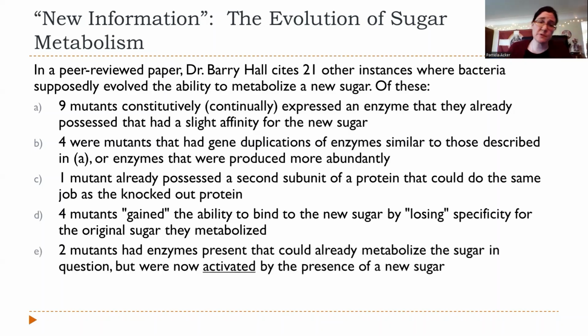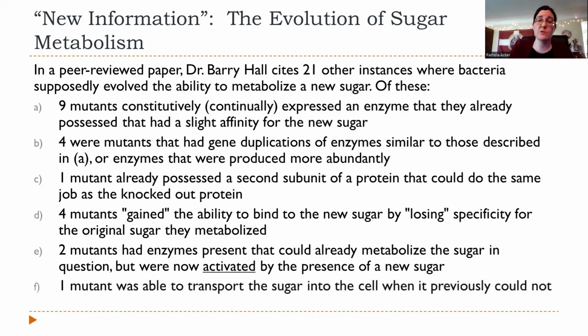Okay, two mutants had enzymes present that could already metabolize the sugar, but they were now activated by the presence of a new sugar because of a loss of specificity in the activation mechanism. And one mutant was able to transport sugar into the cell when it previously could not, because of a loss of specificity in transport, kind of like I talked about earlier with antibiotic mechanisms. Okay, so that's a lot of examples that I've gone through in a very short period of time.